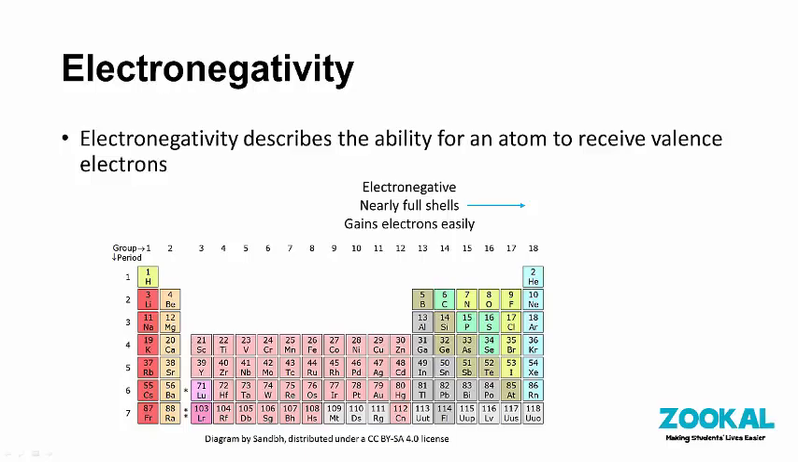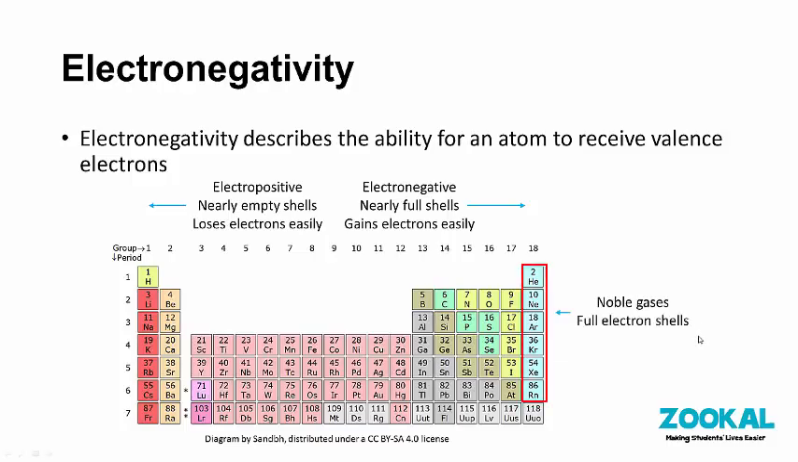On the other side of the periodic table are elements with low electronegativity, or electropositive elements. These elements have nearly empty shells and seek to lose electrons to complete their valence shell. The more to the left they are, the less electrons they need to lose. This means elements to the left of the periodic table are increasingly electropositive. On the far right of the periodic table are elements with full electron shells. These do not need to gain or lose any electrons and are known as noble gases.